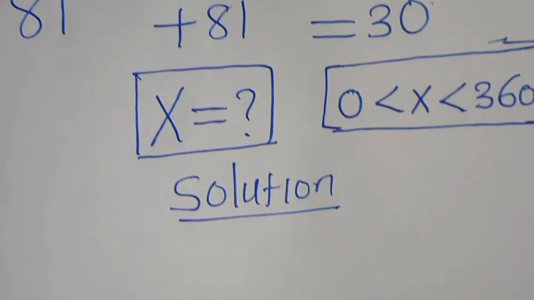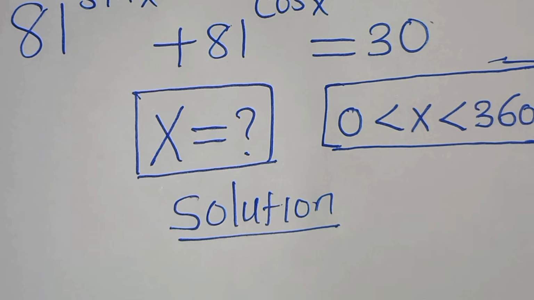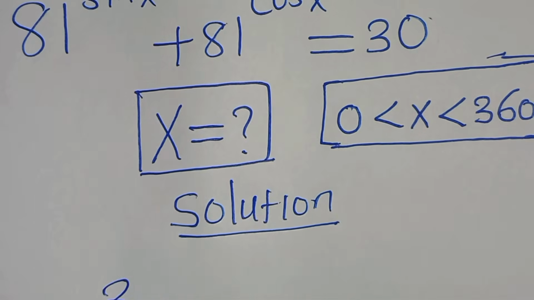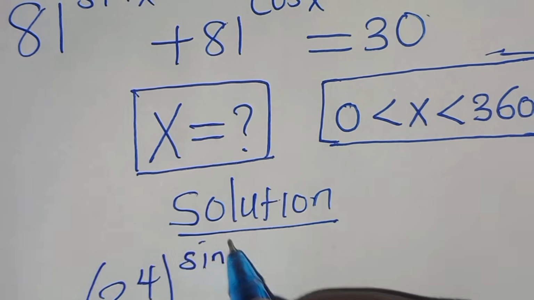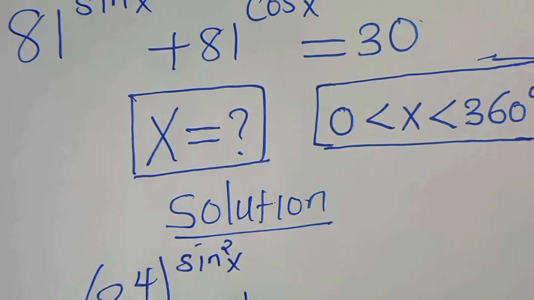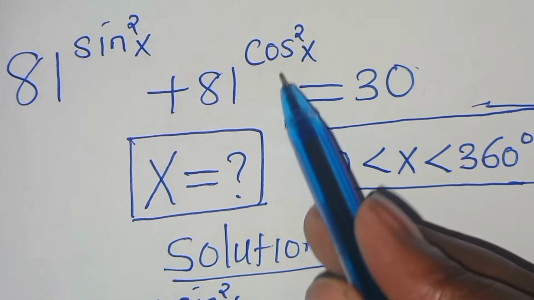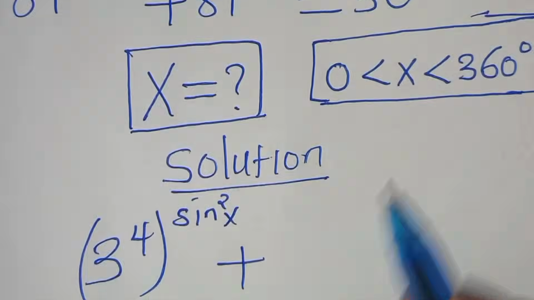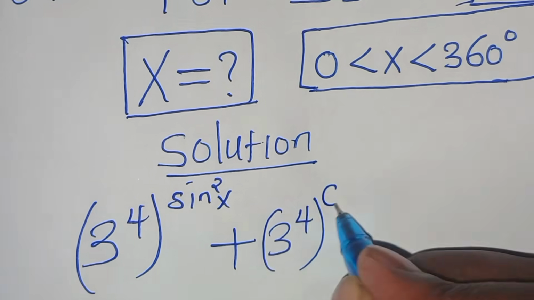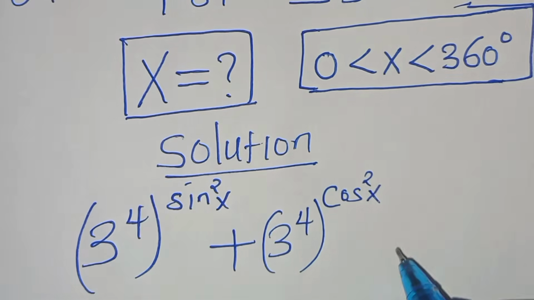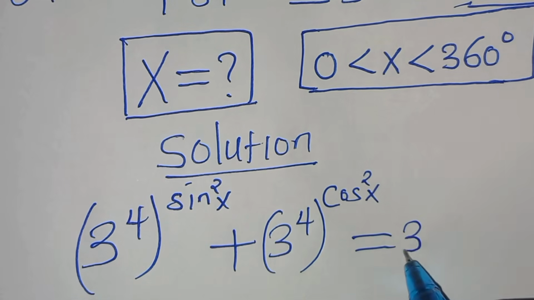Now, we can express 81 raised to the power of sine squared x as 3 to the power of 4 raised to the power of sine squared x, then plus we can express 81 to the power of cos squared x as 3 to the power of 4 raised to the power of cos squared x. This is equal to 30.